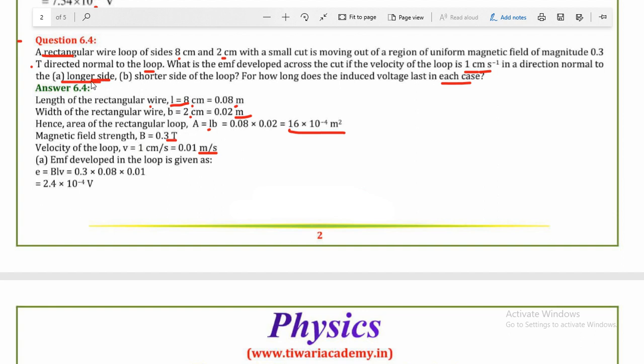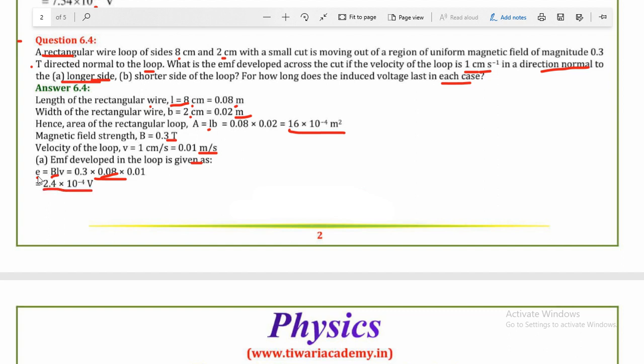So if it is moving normal to the longer side, then in that case the EMF developed in the loop is given by the formula E = BLV. In this case the length is taken as the length of the longer side because the direction is normal to the longer side. So in this case the length is taken as 0.08. So the total induced EMF in this rectangular loop is 2.4 × 10^-4 volt.